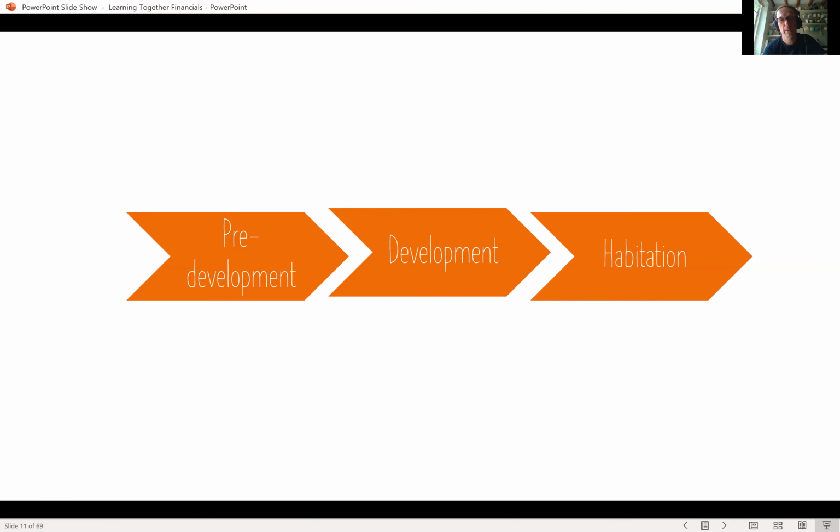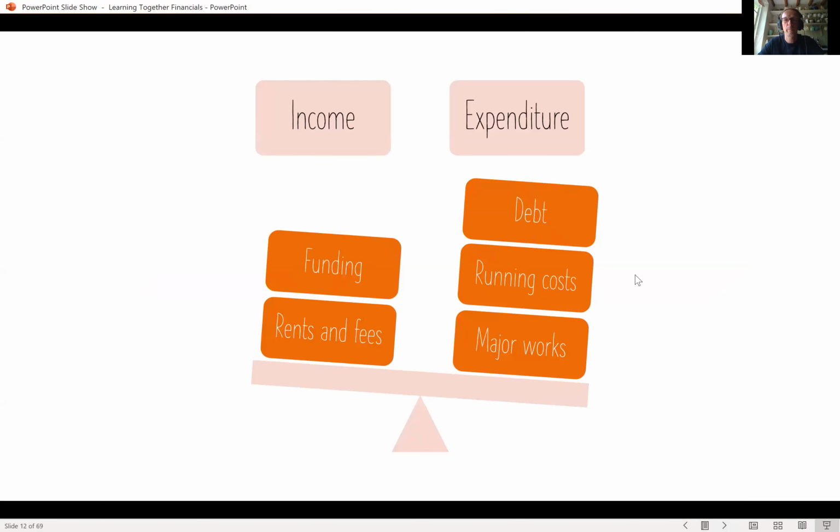Development would be actually when you're on site, building, renovating, adding extra units. And then habitation is when you're all ready to move in and how the finances are going to work once you're all living on site. Just different terminologies to get used to. Really, it's helpful to just chat about that before.